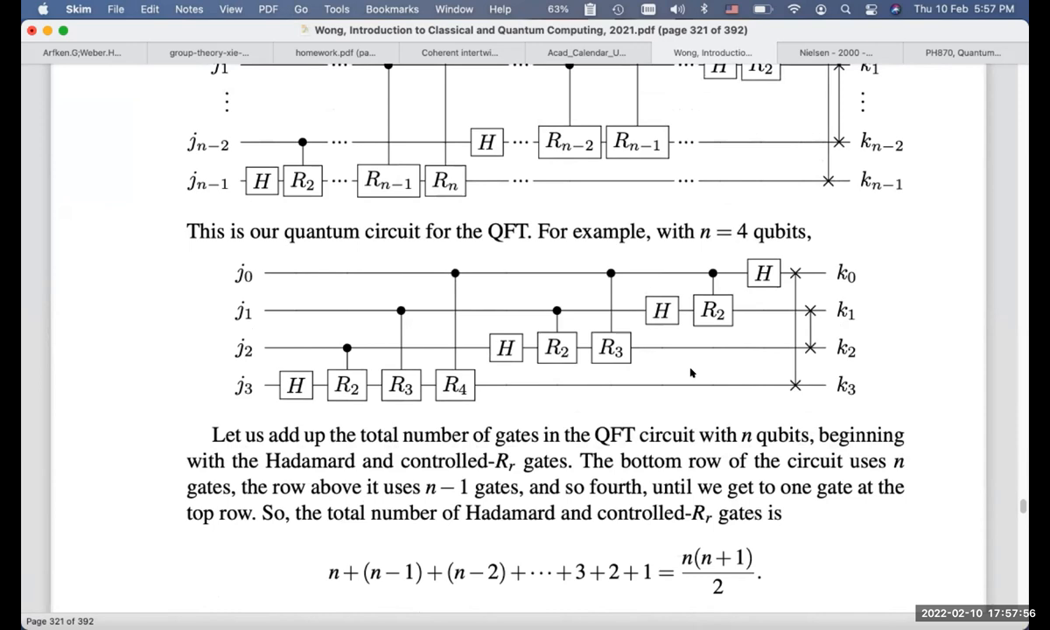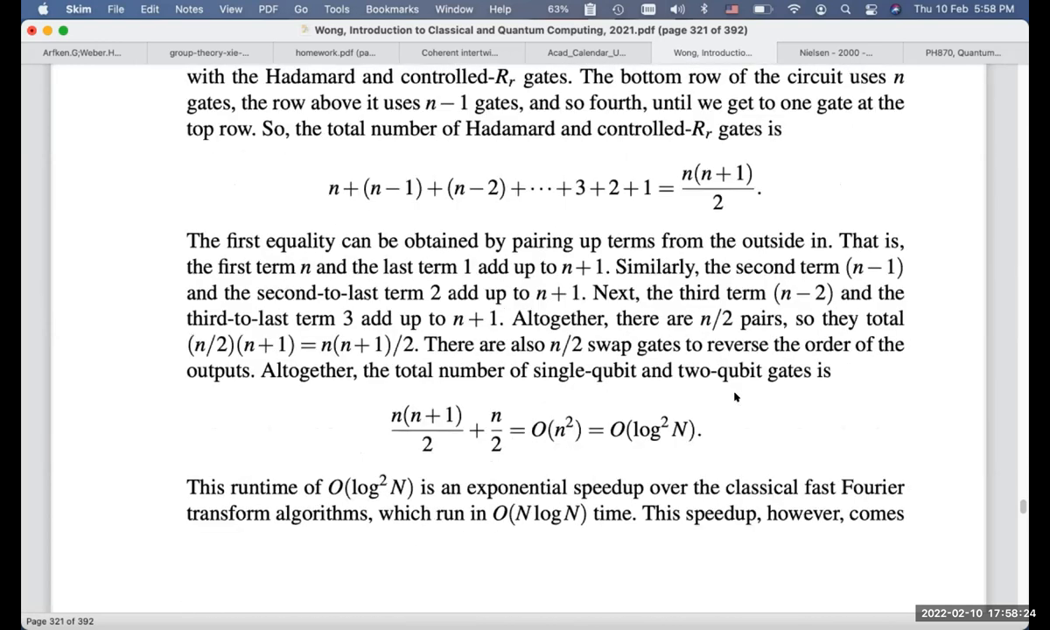Now let's count the number of gates in this Fourier transform circuit. First, how many single qubit gates are there? One, two, three, four. There are four single qubit gates. And how many two qubit gates are there? One, two, three, four, five, six, seven, eight. So there are four single qubit gates and eight two qubit gates.